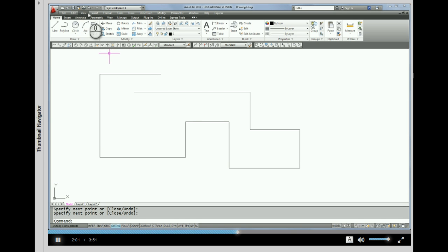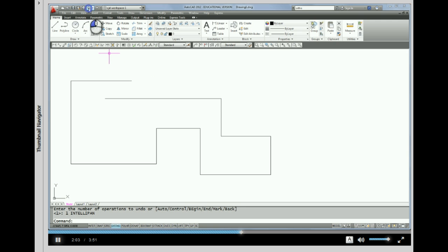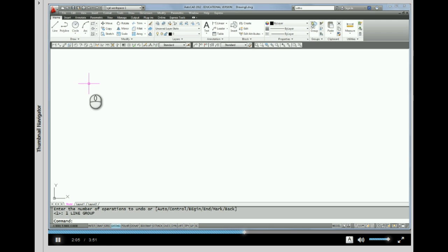Okay, so let's undo two times the thing that we just did there. And to draw a specific length line, I'm going to draw a rectangle with lines. What I'm going to do is pretend that the rectangle would be 5 inches tall by 8 inches long. Alright, so let's start that. Let's start the line command.